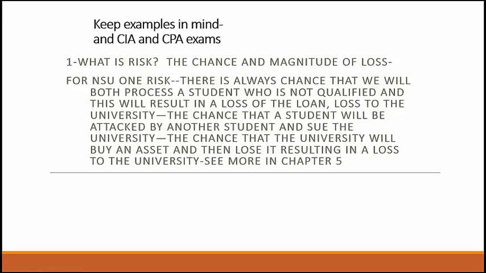What are risks? When we think about risk, we think about the chance. Chance is essentially the probability that something bad will happen. And magnitude is, if it does happen, what is the effect on the organization? So we're looking at a 2-by-2 matrix: magnitude, how bad will it be, and chance, what's the likelihood of occurrence.